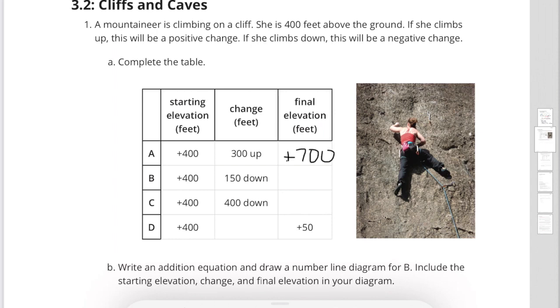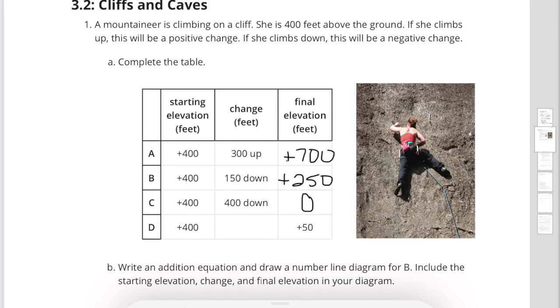On B, I start at positive 400. I move 150 feet. This time I'm going down, but I'm moving less than where I started, so I'm still going to be in the positives. Now I would be at positive 250 feet. For C, I start at positive 400. I move 400 feet down. So down would be a negative change. So this is adding the opposite. So my final elevation would be 0 feet.